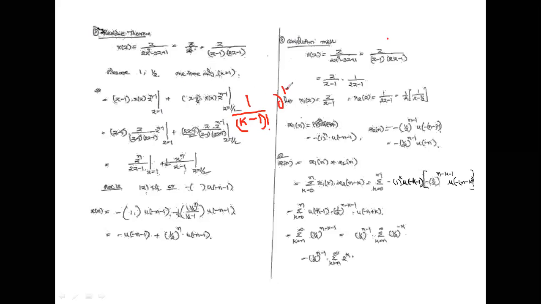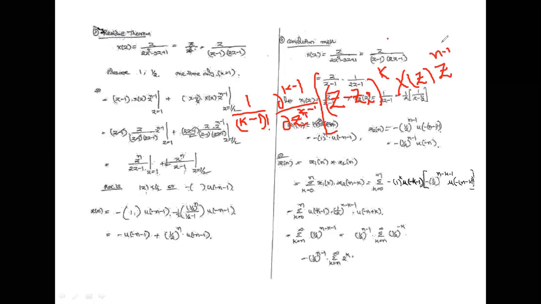dou power k minus 1 by dou z power k minus 1 of z minus zi whole power k, X of z, and z power n minus 1, at z equal to zi. Got it, my dear students? This is the residue method you have to use for any given function.